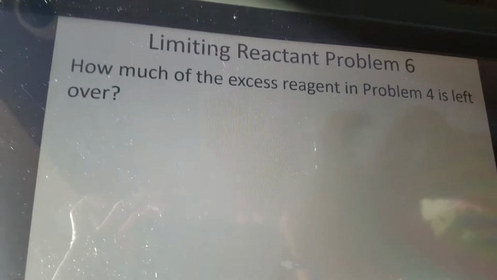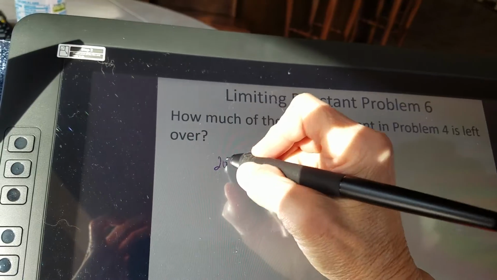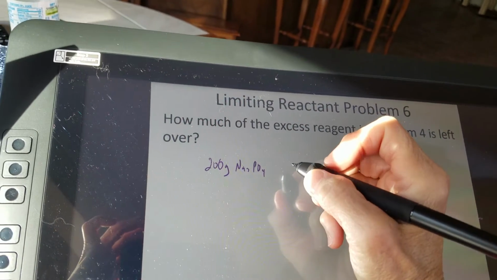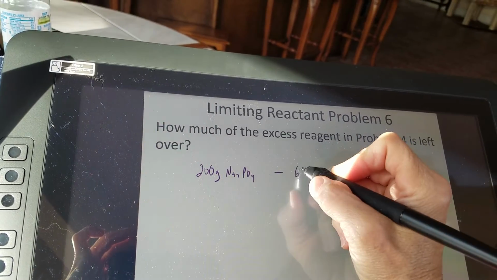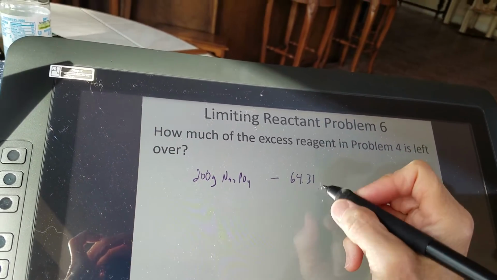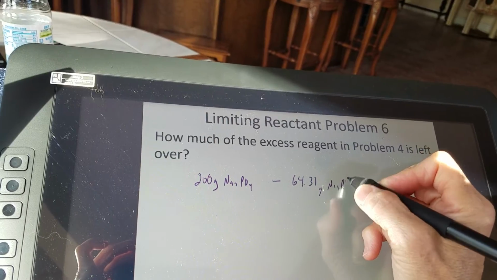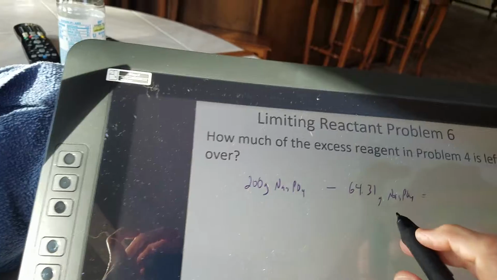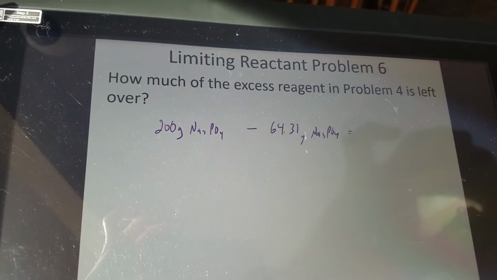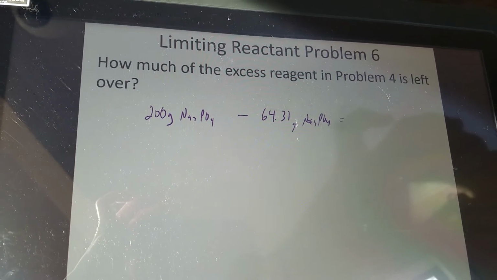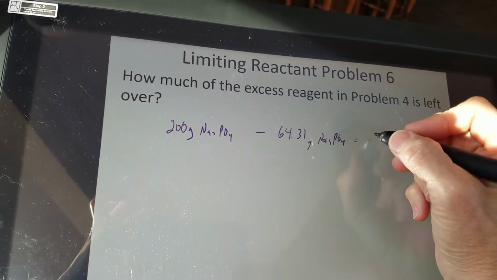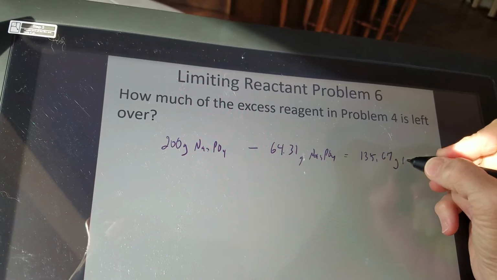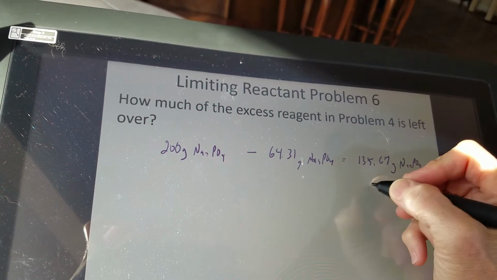And then if I want to figure out how much is left over, remember we started off with 200 grams of the sodium phosphate. So if you go back and read the original problem, we just determined that 64.31 grams of sodium phosphate was actually used. So all we have to do is subtract what we just determined as being used from what they gave us initially. And you're going to have 135.67 grams of sodium phosphate left over.